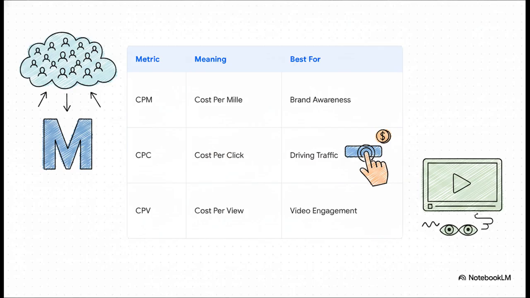The quick rule of thumb, if your primary goal is brand awareness, you want CPM. If you're trying to drive traffic to your website, definitely go with CPC. And if you want to ensure people are actually watching your video content, CPV is going to be your best friend.